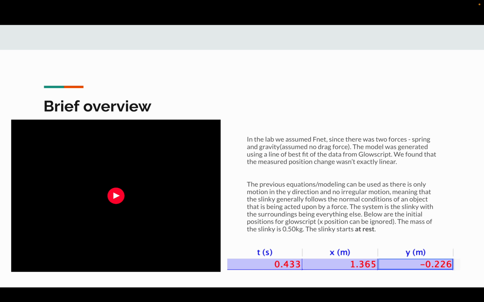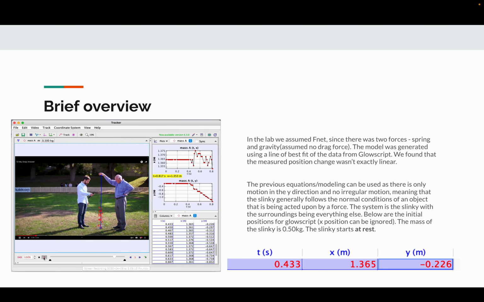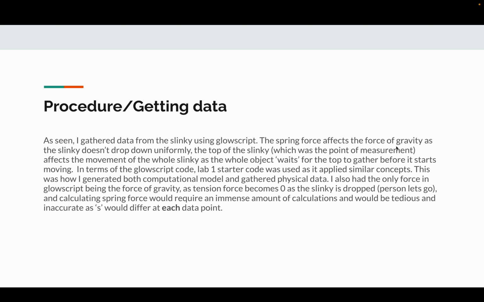The system is a slinky with the surroundings being everything else, and the initial values are 0.33 for time and negative 0.226 meters for y, and the slinky starts at rest. I got the data using GlowScript, and the spring force affects the force of gravity as the slinky doesn't drop down uniformly like a ball, and I measured from the top of the slinky. This top of the slinky affects the motion of the whole slinky. As you can see in the video, the whole object waits for the top to gather in like a ball before it starts moving again.